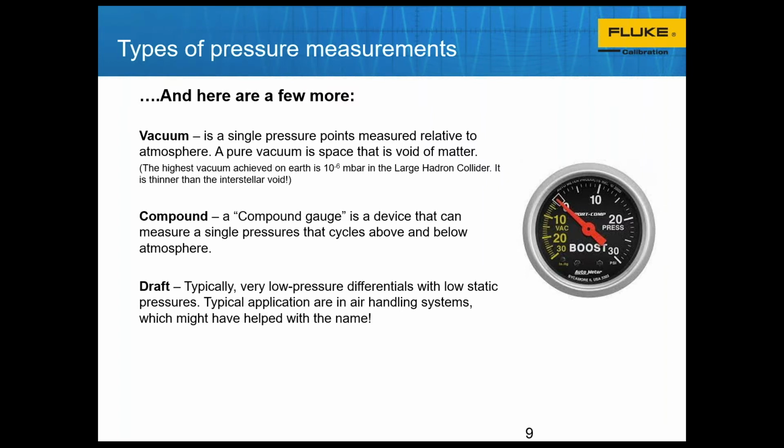It comes from typically very low pressure differentials with very low static pressures. So if I had, for instance, a clean room application or a medical application where I didn't want any molecules coming from the outside to the inside, I would slightly pressurize my space. In the process of doing that, any leaks would be going out of that room, and it keeps my room clean. Those very low pressures create the draft, or the pressure to flow out of that room. And typically air handling systems use draft gauges for these applications.